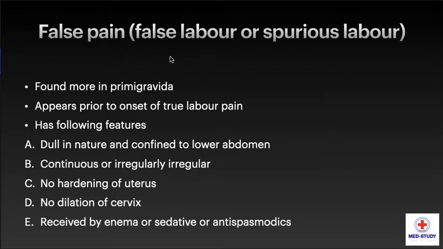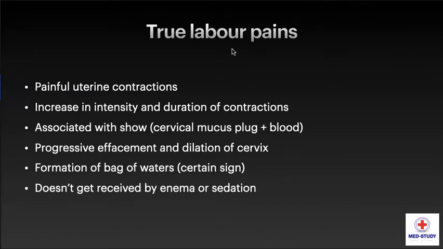Now coming to false pains, that is false labor or spurious labor. These are found more in primigravida, appear prior to the onset of true labor pain, and have the following features: dull in nature and confined to the lower abdomen, continuous or irregular, no hardening of the uterus, no dilatation of the cervix, relieved by enema, sedatives or antispasmodics.